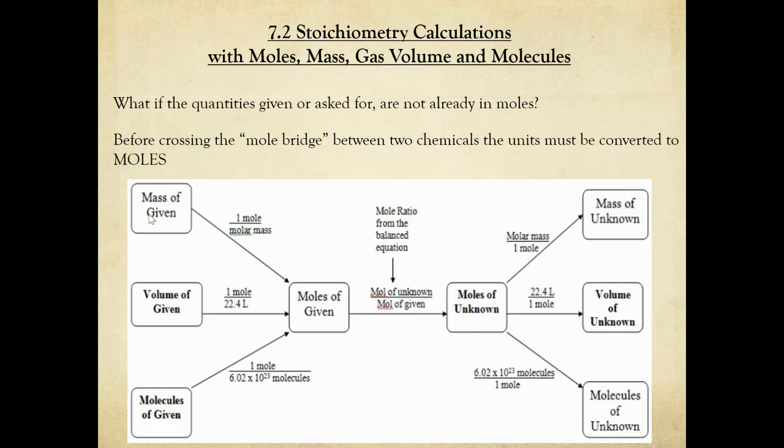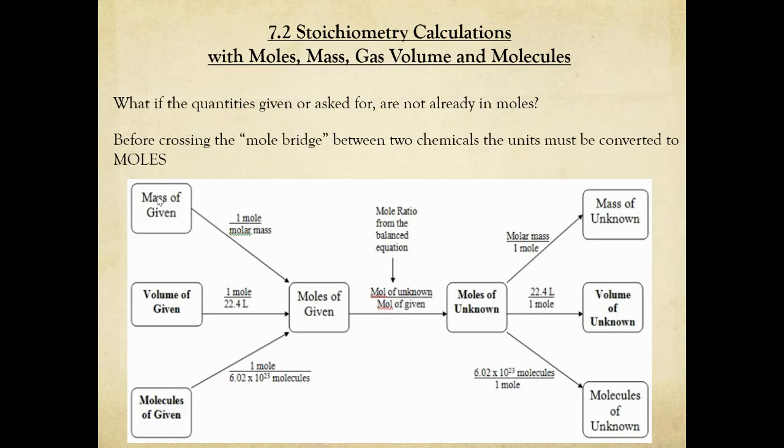Remember, you have mass of something, volume of something, or molecules of something. Change to moles, right? You're dividing by the molar mass, or 22.4, or 6.02 times 10 to the 23, and you go from moles given to moles of your unknown. Your conversion factor, what you want should be on the top, what you have is on the bottom.